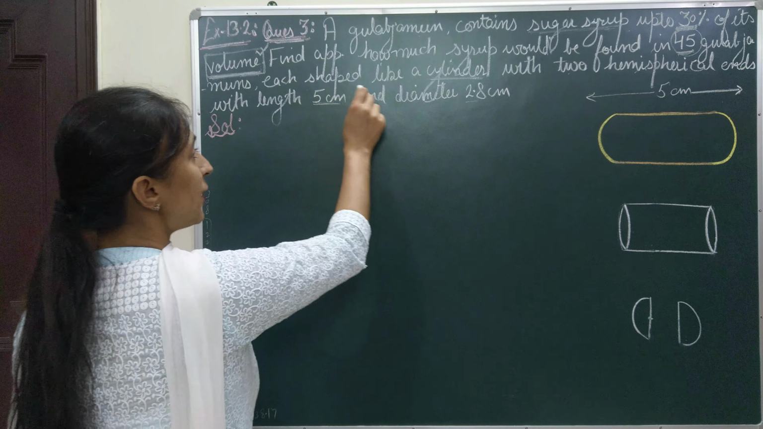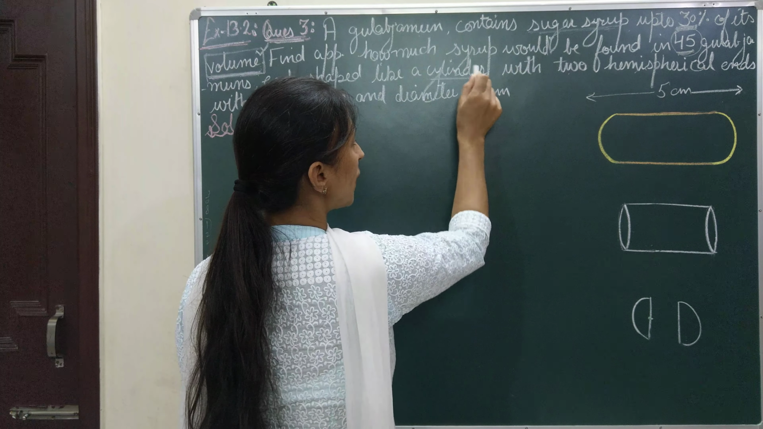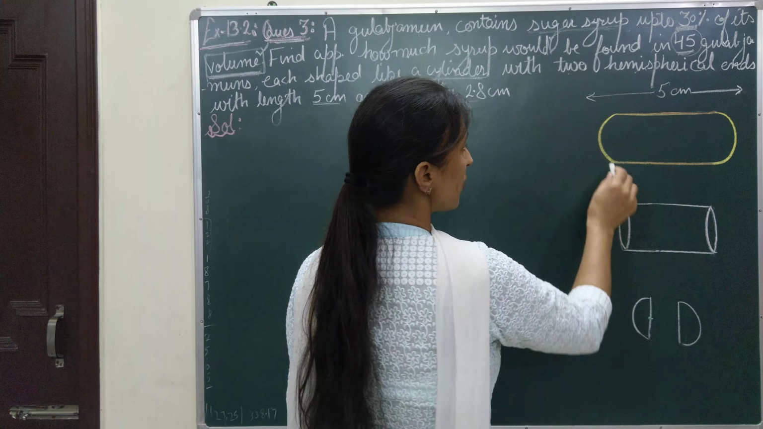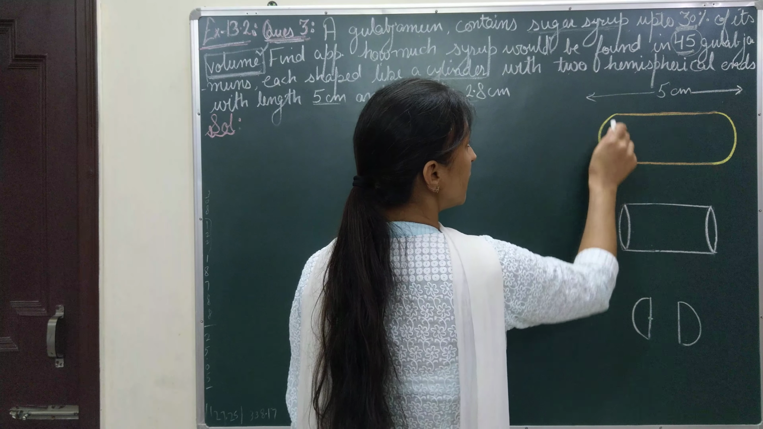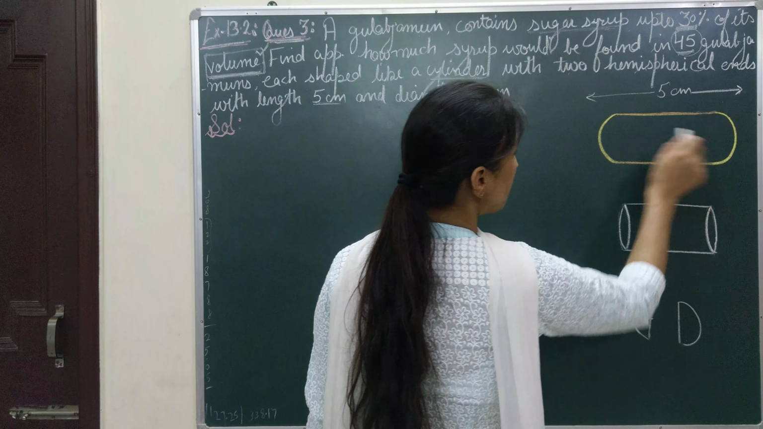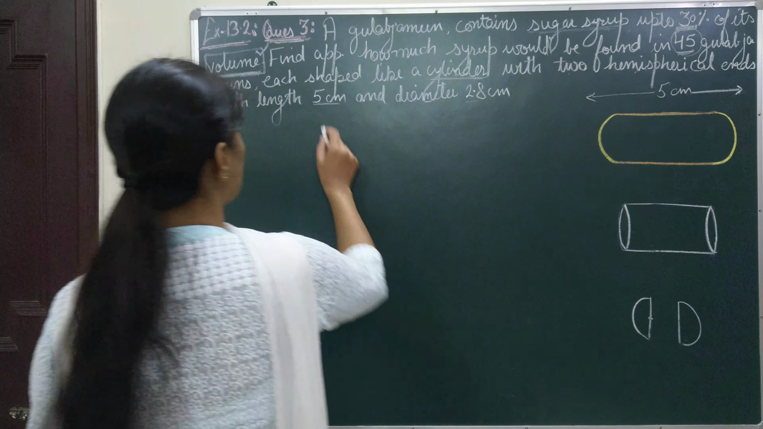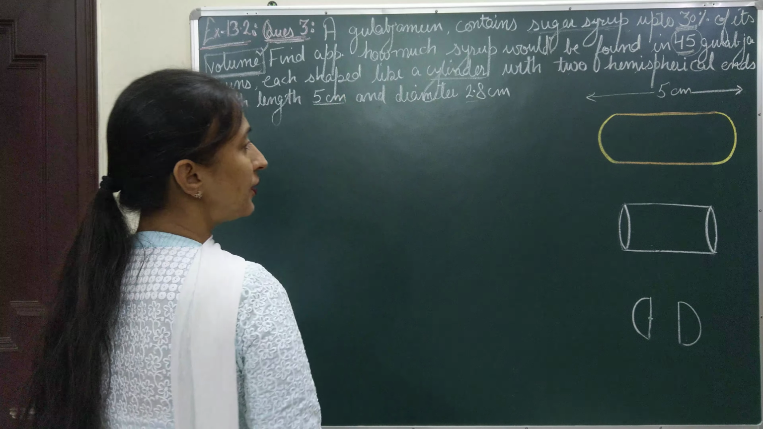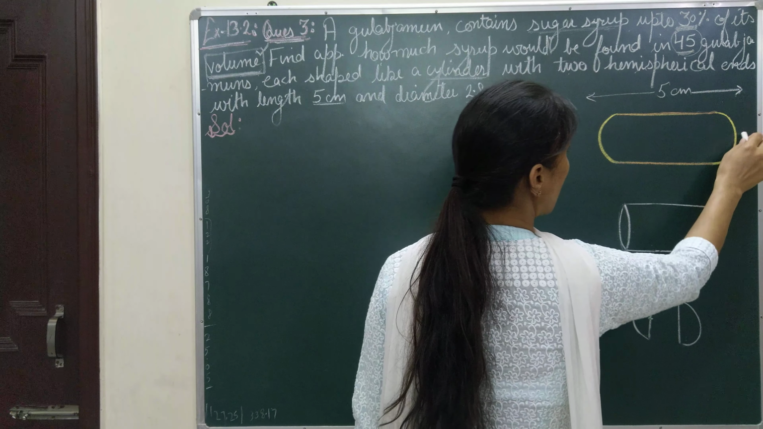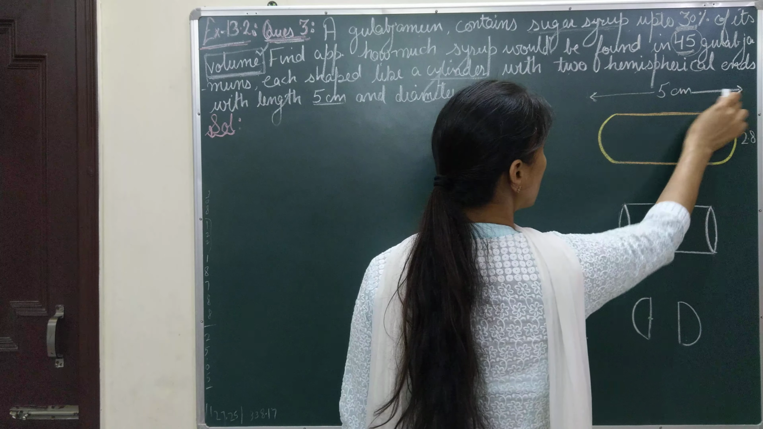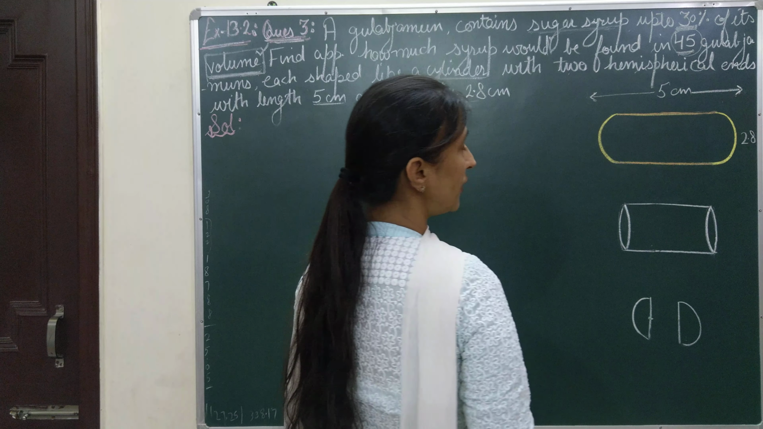Next is each shaped like a cylinder. Each gulab jamun is having cylindrical shape with two hemispherical ends. So I have drawn one gulab jamun here that is cylindrical from inside and from its ends it is hemispherical. You are given that length of full gulab jamun is 5 cm and its diameter is 2.8. So we are given that full gulab jamun is having 5 cm of length.